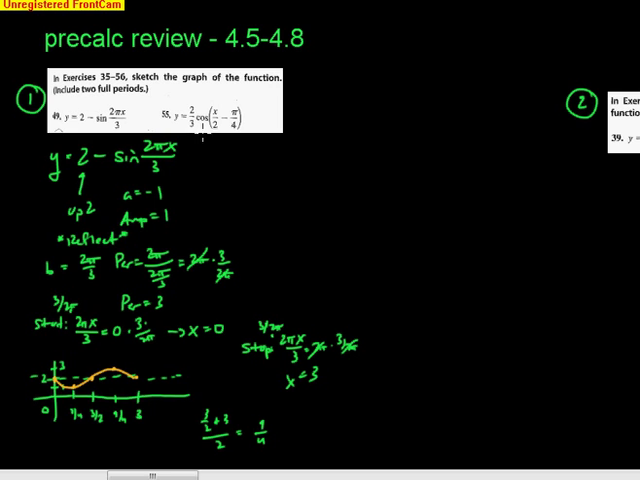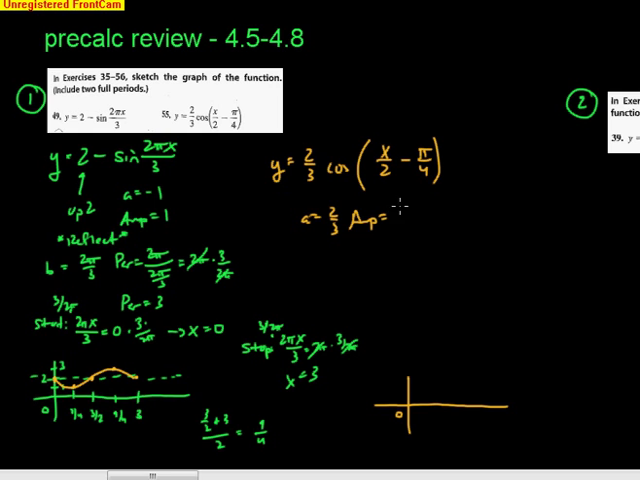Okay, the next one over here, a cosine graph, y equals 2/3 cosine of x over 2 minus pi over 4. Alright. Okay, so in this graph, we're going to notice there's nothing being shifted up or down, no d value. So our graph will be centered at 0. My a is 2/3, that's your amplitude. So you're going to go up to 2/3 and down to -2/3. So your graph's not going very high at all.